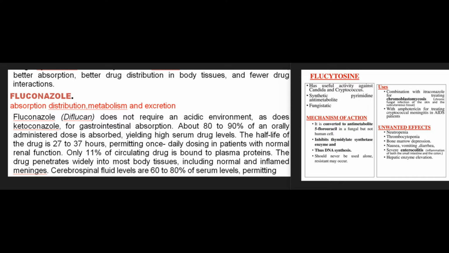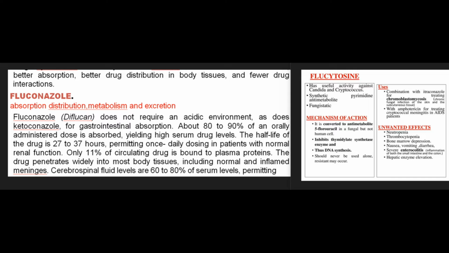Fluconazole. Absorption, distribution, metabolism, and excretion. Fluconazole, Diflucan, does not require an acidic environment, as does ketoconazole, for gastrointestinal absorption. About 80 to 90% of an orally administered dose is absorbed, yielding high serum drug levels. The half-life of the drug is 27 to 37 hours, permitting once daily dosing in patients with normal renal function. Only 11% of circulating drug is bound to plasma proteins.